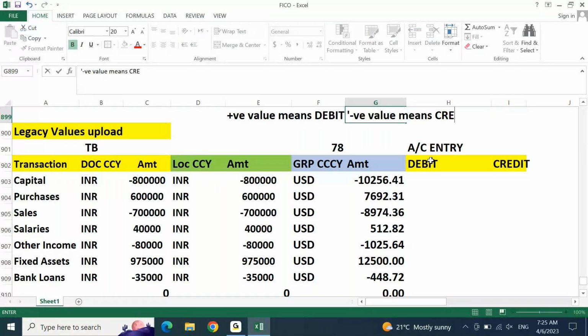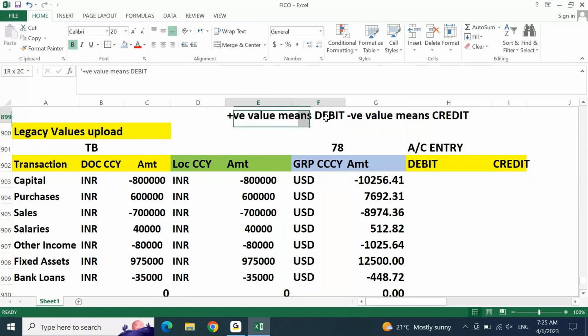This is a blind rule that you have to remember in accounting. Any positive number that you look at is a debit. Any negative number that you look at is a credit. Now considering these two blind rules, capital, look at the amount. Is it a positive number or a negative number? Negative. Negative is debit or credit? Credit. Take this and put it on the credit, forget the debit.